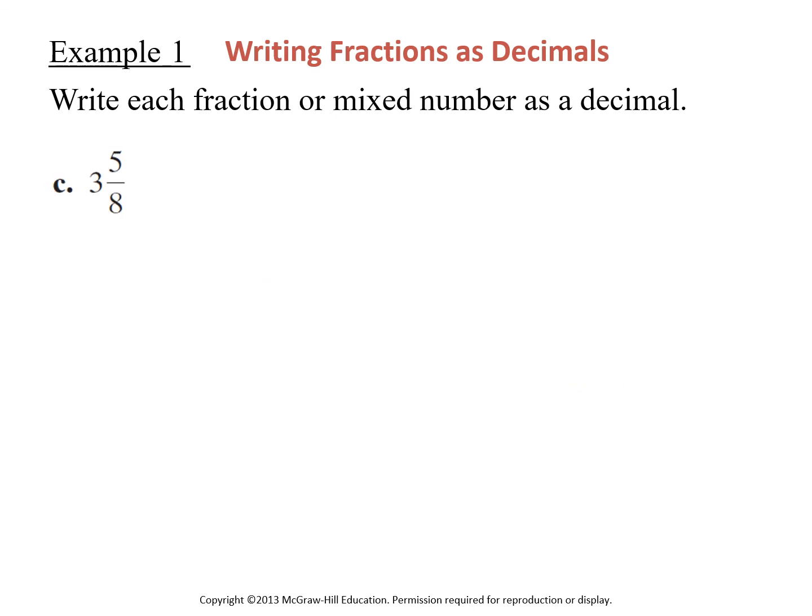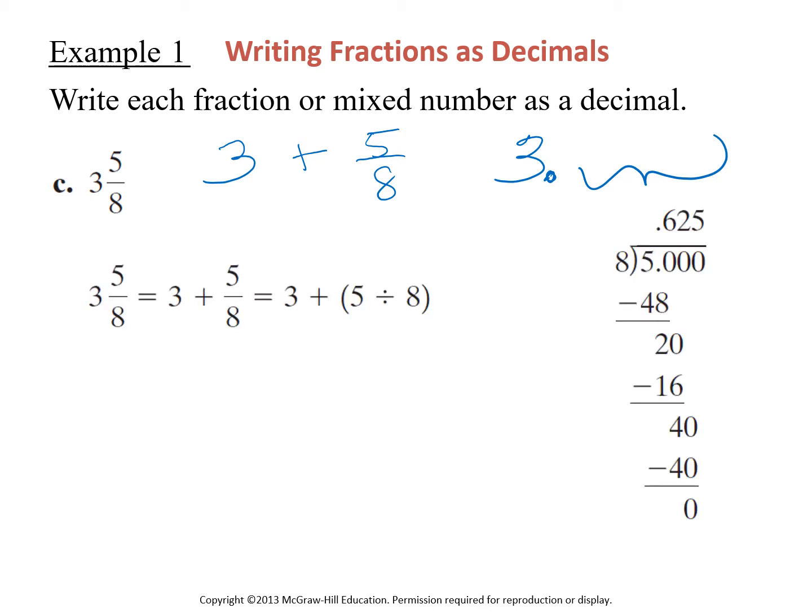So this time we're going to write this mixed number as a decimal, and we're going to recognize that 3 and 5/8 is 3 plus 5/8. So it's going to be 3 point something. And so we'll figure out what 5/8 looks like by dividing 5 by 8. And when I divide 5 by 8, I get 0.625. So 3 and 5/8 will be 3.625.